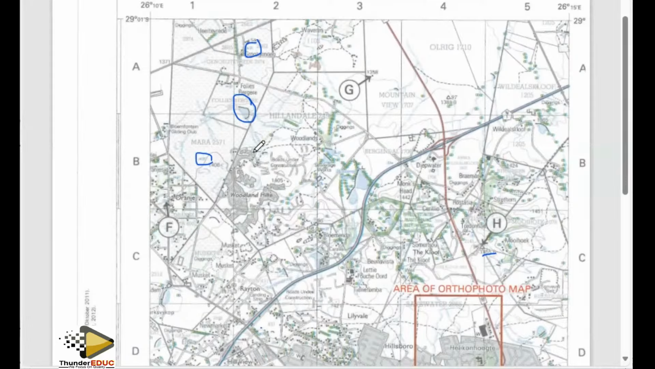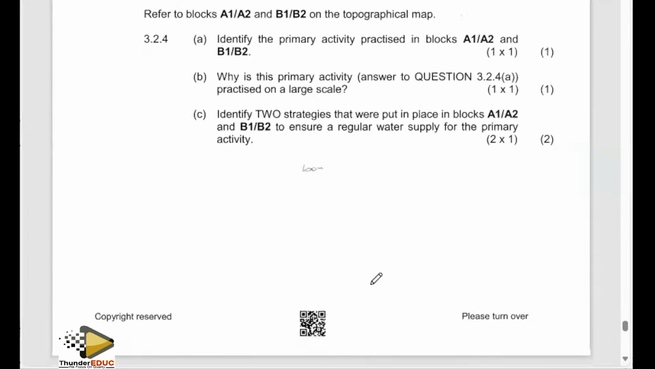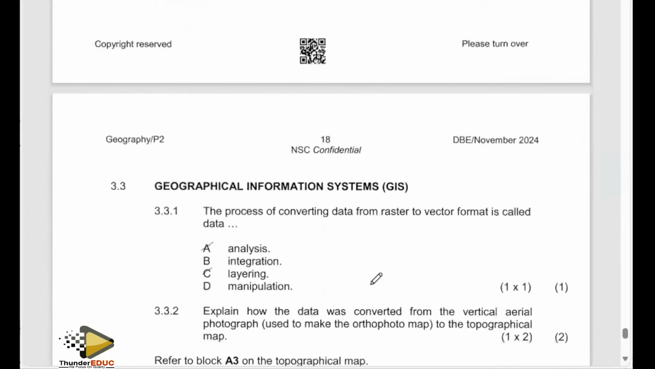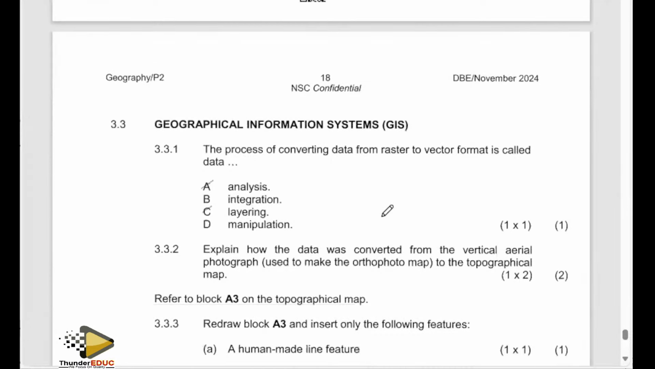So it's number one, there's a dam, and also there are some reservoirs in that particular area which are meant to store water. Right, moving on to the next question. We move on to question 3.3, which is the last part, which is part of the GIS, the Geographical Information Systems.